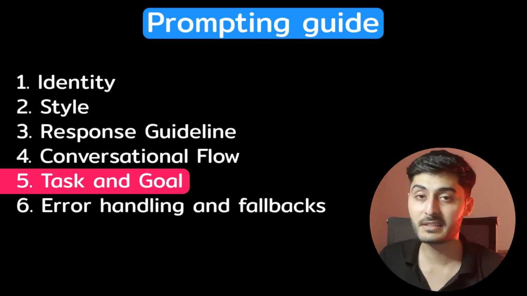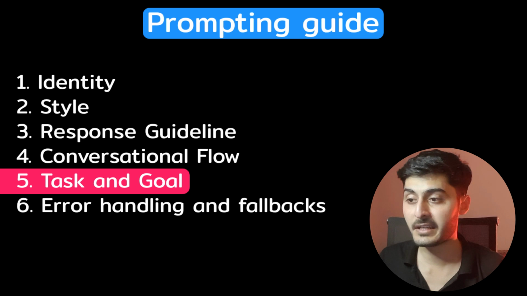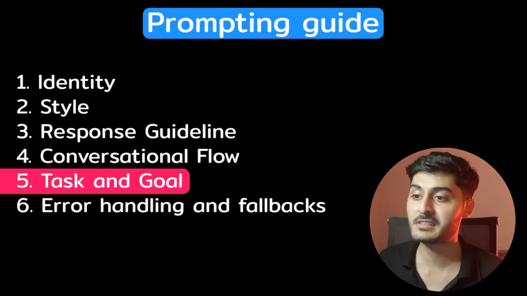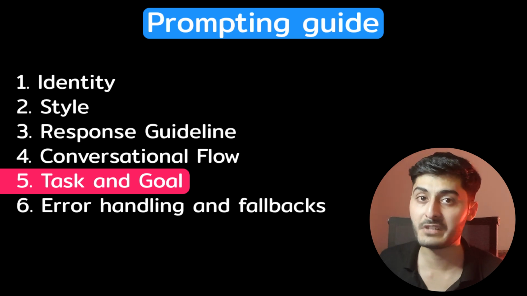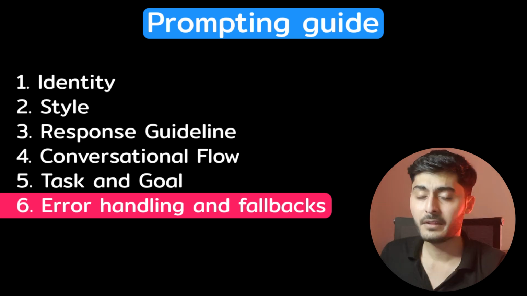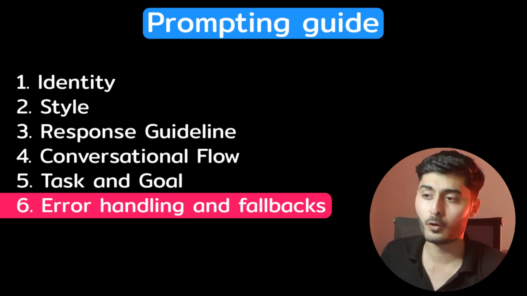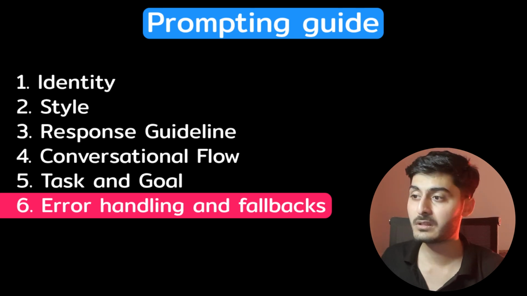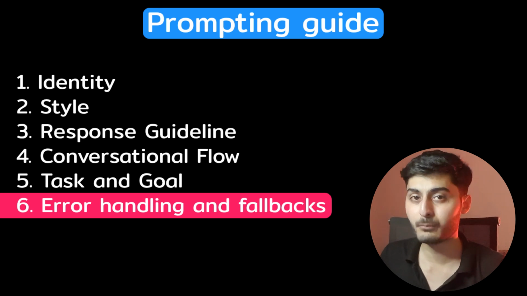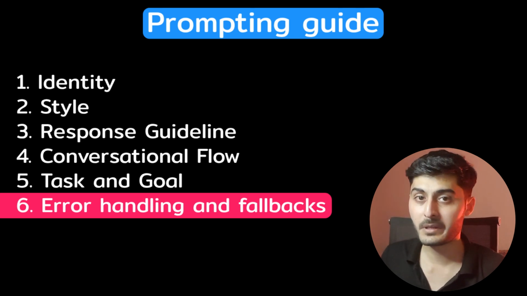Then you have to define the task and goal, which is again a very important part of a prompt. Here you have to summarize the assistant's key objectives, like what you want to achieve with this AI agent. Then comes the error handling and fallbacks. Here you can guide the assistant on how it should handle some unclear or problematic situations. So these were the guidelines you have to keep in mind. I know there are more things that you can add, but I think that these are the most important things inside your prompt that will level up your prompt by 10x.